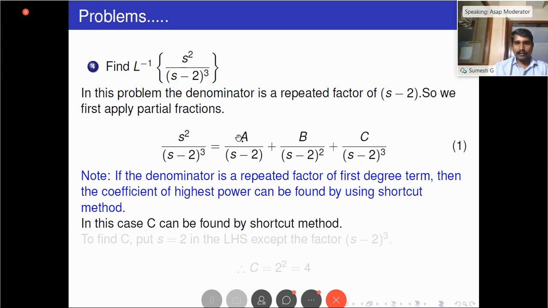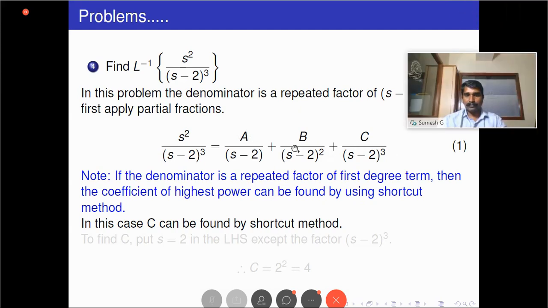Okay. This is the corresponding partial fraction form, and here the denominator is a repeated factor of s minus 2. It is a first degree term. If the denominator is a repeated factor of a first degree term, then you can find the coefficient of the highest power by the shortcut method, and in this case the coefficient of the highest power is C. So we can find the value of C only by using the shortcut method. A and B can be found by the general method.